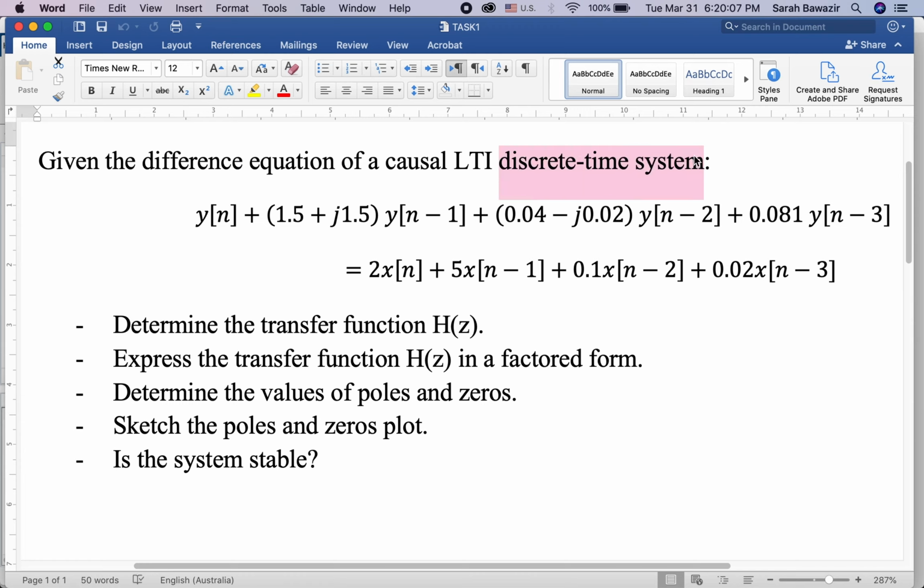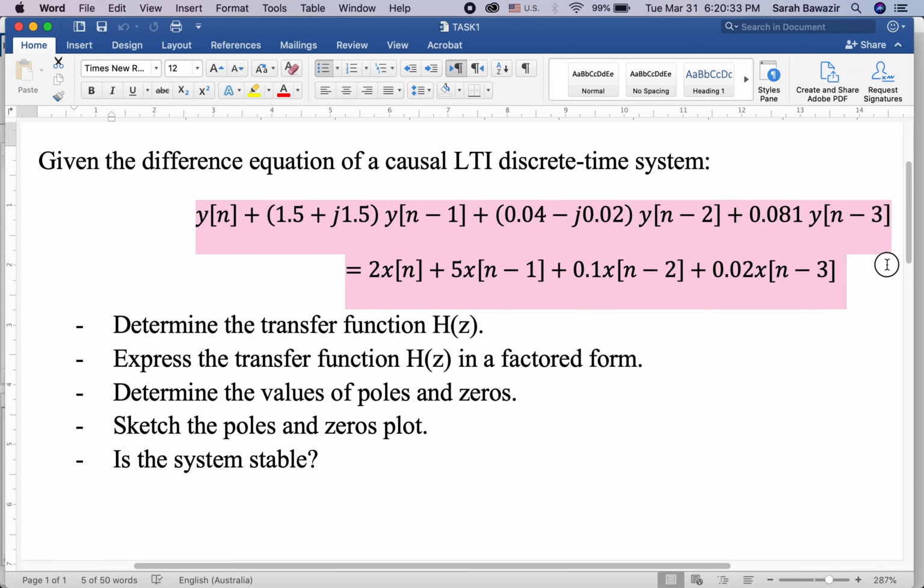In this video, we are going to use a difference equation of a causal, linear, time invariant, discrete time system to determine the transfer function H of z, express this transfer function in a factored form, determine the values of poles and zeros, sketch those poles and zeros, and from the plot determine if the system is stable or not. Okay, so first of all, what is a difference equation?